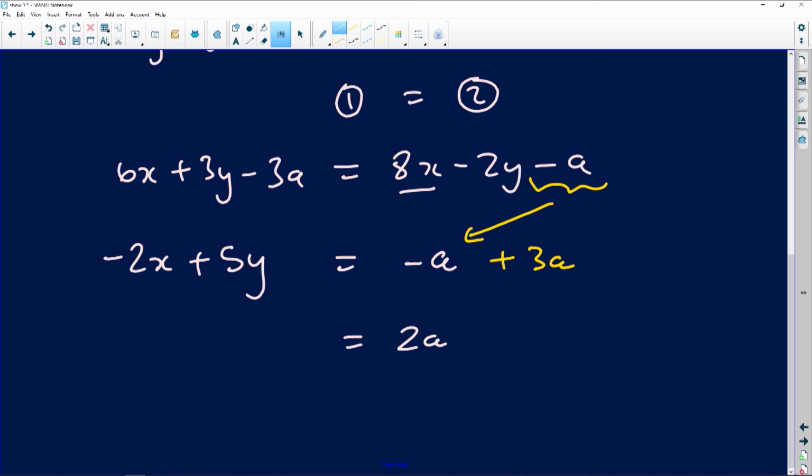We are sitting with 2a is minus 2x plus 5y. When you divide both sides by 2, you get a value of a equals minus x plus 5 over 2 y. This is the solution for this question. Absolutely remarkable. Very beautiful question indeed.